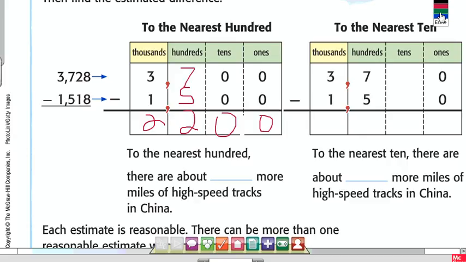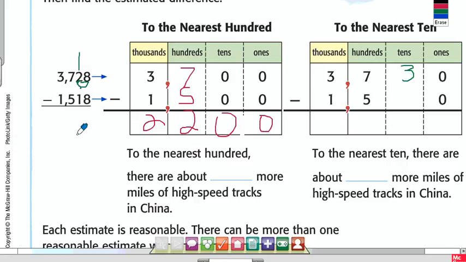Then it says to round to the nearest tens. What number is in the tens place in 3,728? 2. See, because the 3 is in the thousands and the 7 is in the hundreds. So the 2 is in the tens. Then look at the number to the right. What does the 8 say? Add 1. I need to add 1 plus 2 is 3.